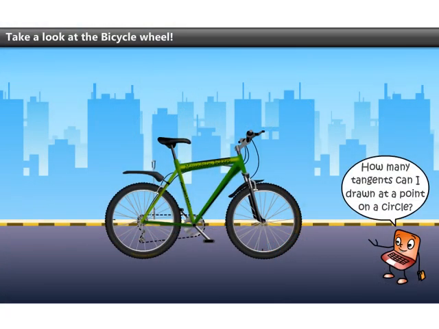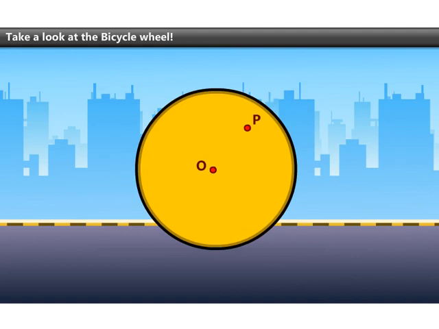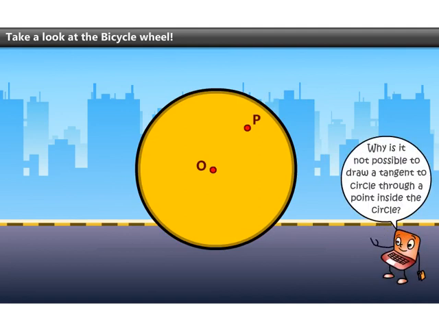How many tangents can I draw at a point on a circle? Let us do a small activity to find this. Take a point P inside the circle. Why is it not possible to draw a tangent to the circle through a point inside the circle?